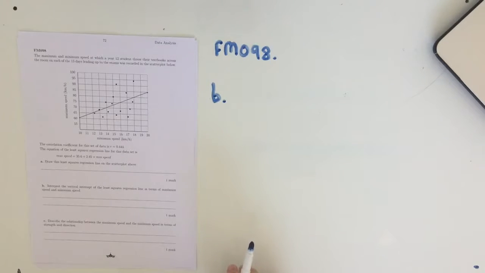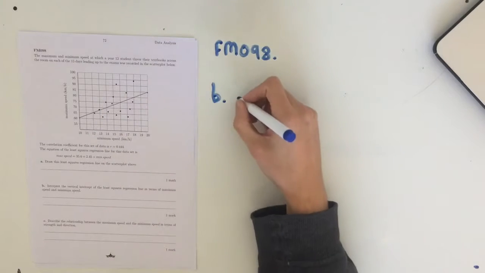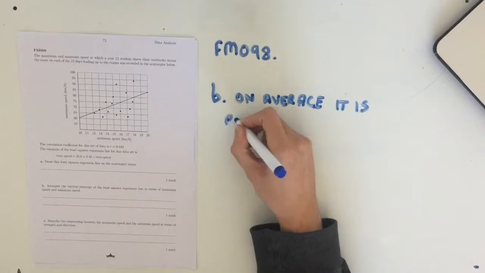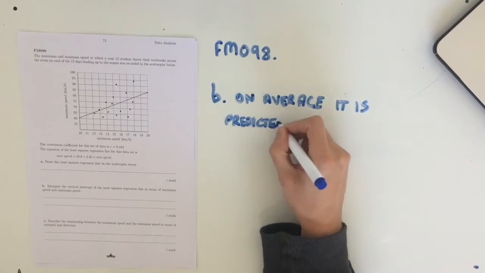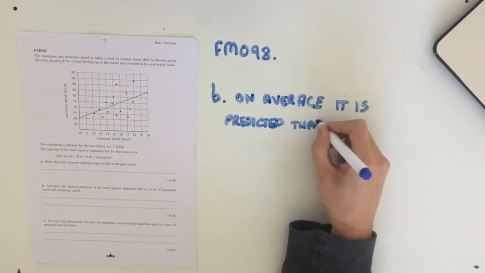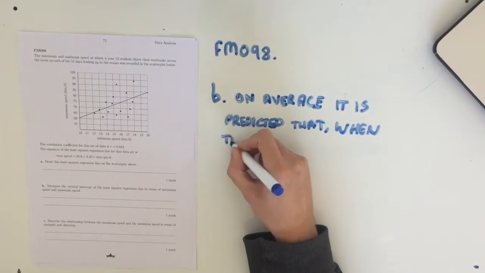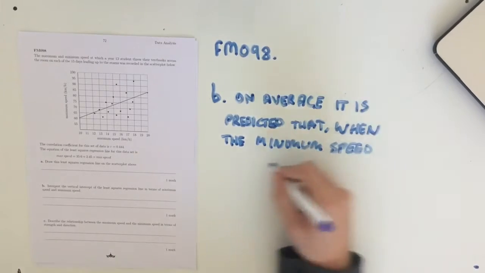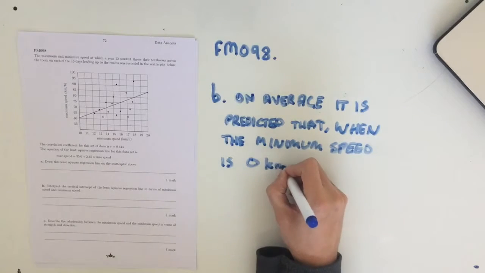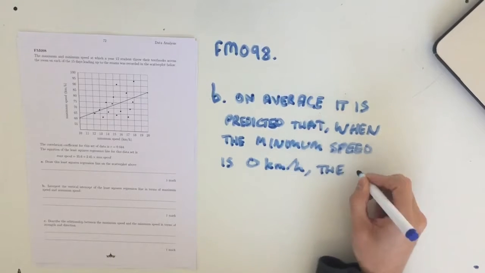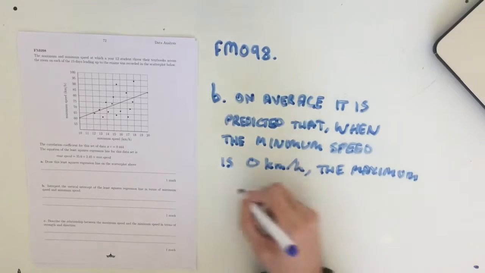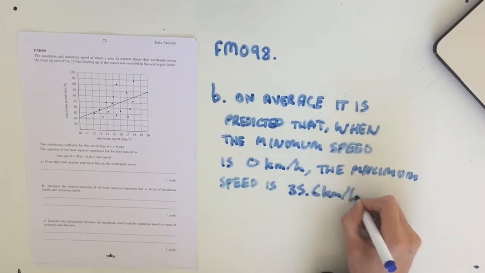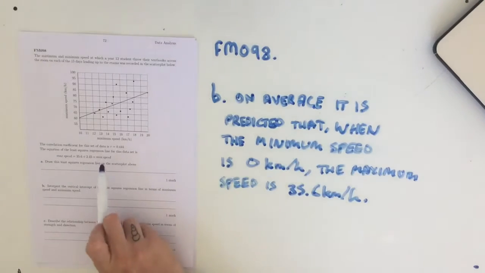Part B, on average it is predicted that, so according to this line here, on average it is predicted that when the minimum speed is 0 kilometers per hour, the maximum speed is 35.6 kilometers per hour. Awesome, and you can double check this by substituting 0 in for minimum speed in your equation.